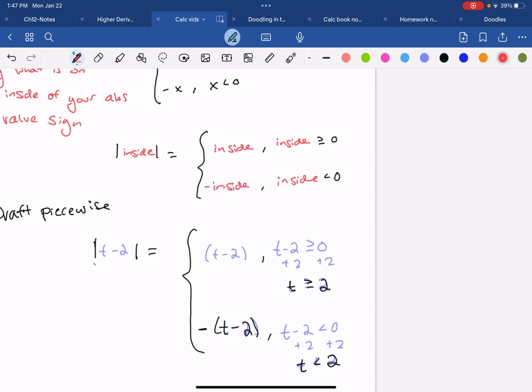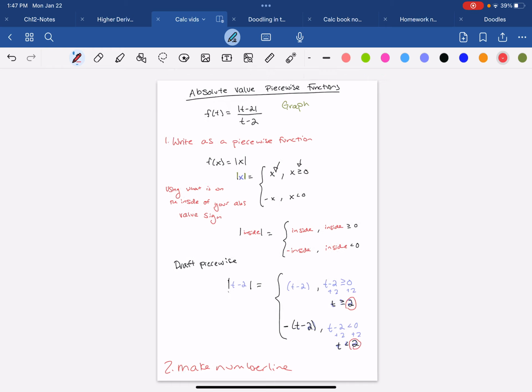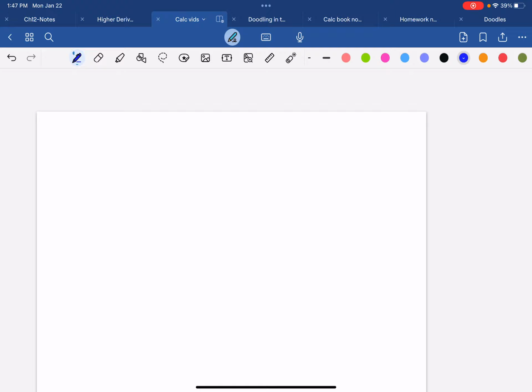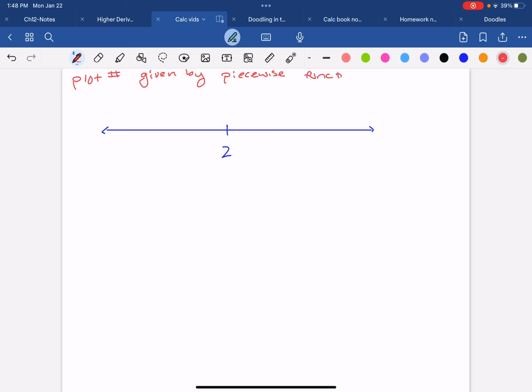And remember, when you're making a number line for your piecewise function, what you're doing is you're taking the points given by your piecewise function and you're setting those on your number line. Whatever values you're given in terms of less than or greater than, those are going to be the values that you set on that number line. So you're going to plot the number given by the piecewise function. And that number that we're given is 2.